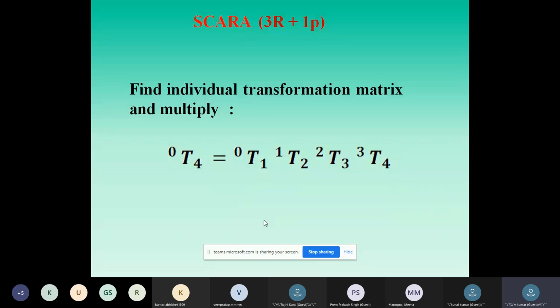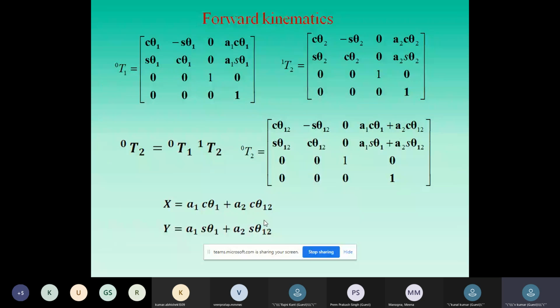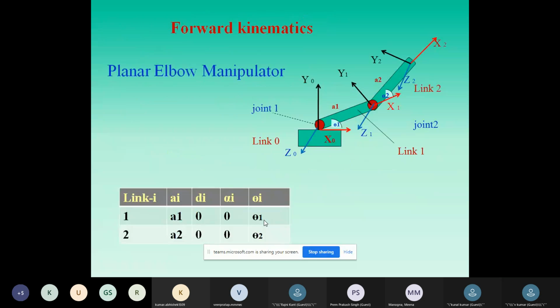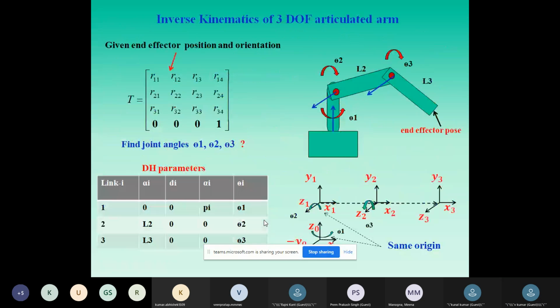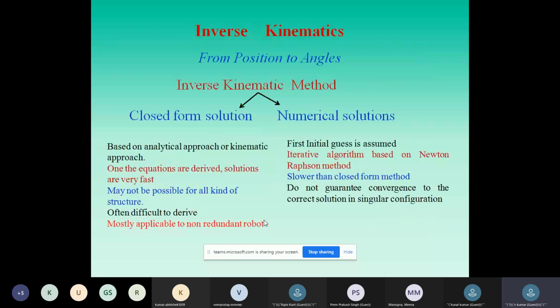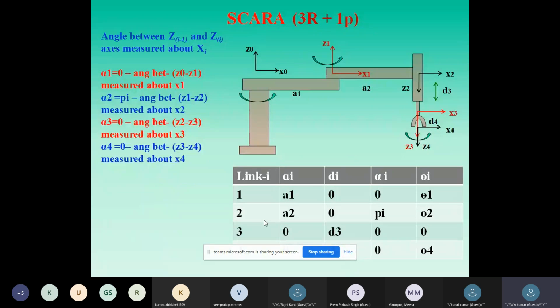Only the DH parameter is taught; forward kinematics and inverse kinematics remain the same. Do you people understand or not? Yes, sir.